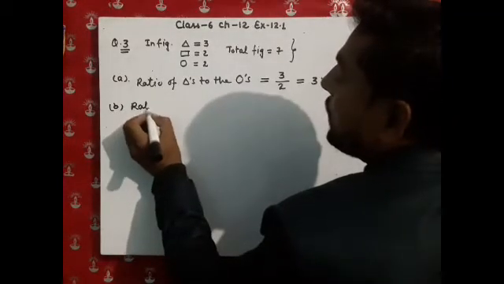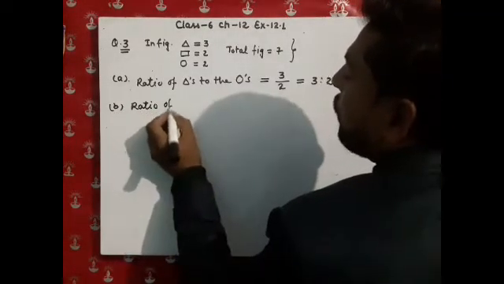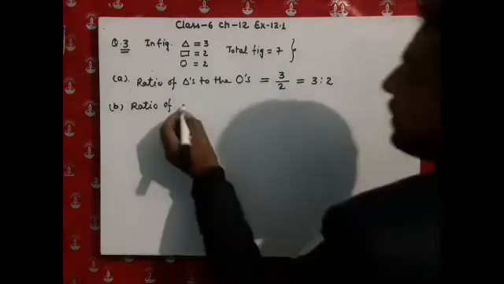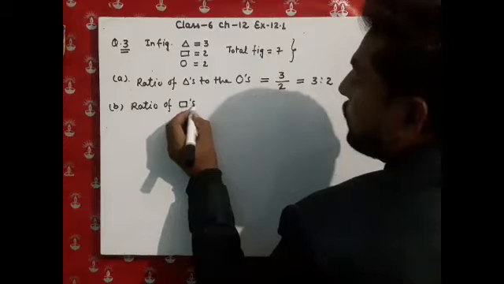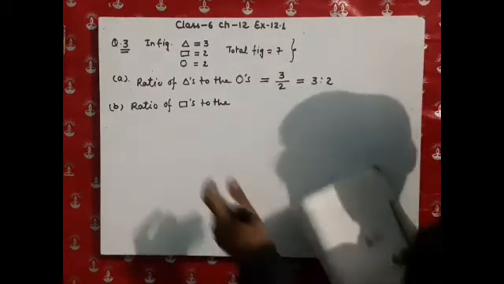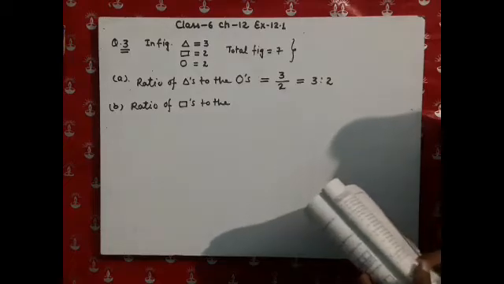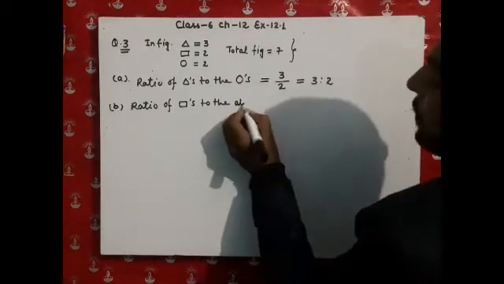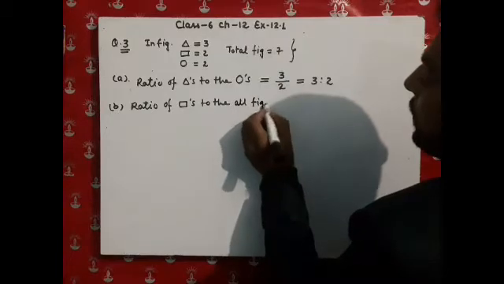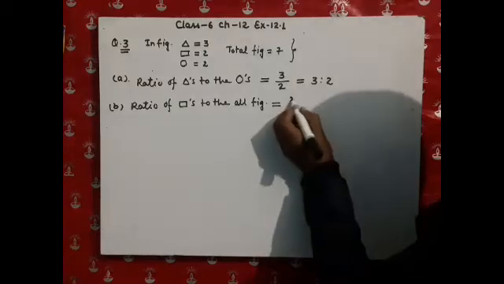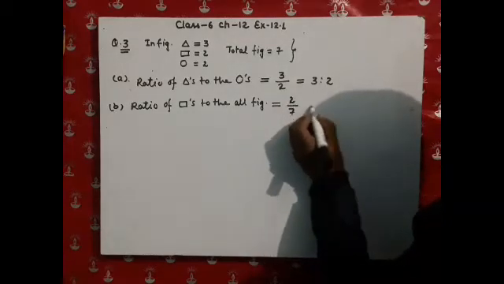Here we have to find the ratio of squares to all the figures inside the rectangle. So here squares are 2 and all figures are 7.